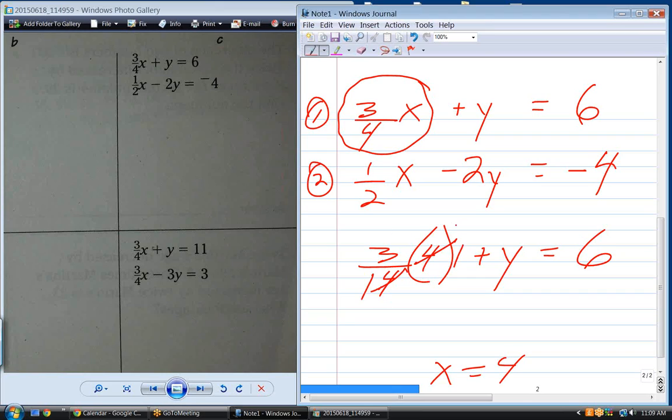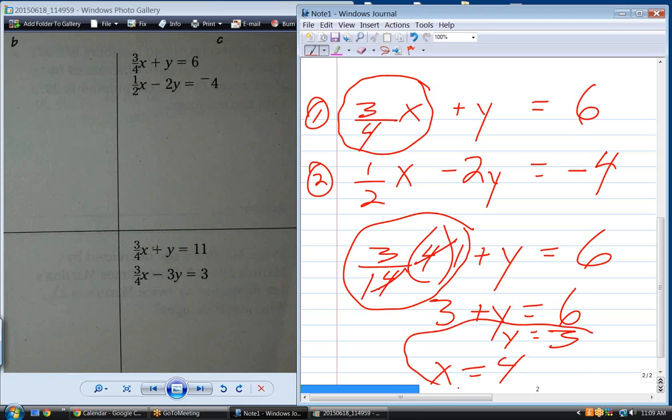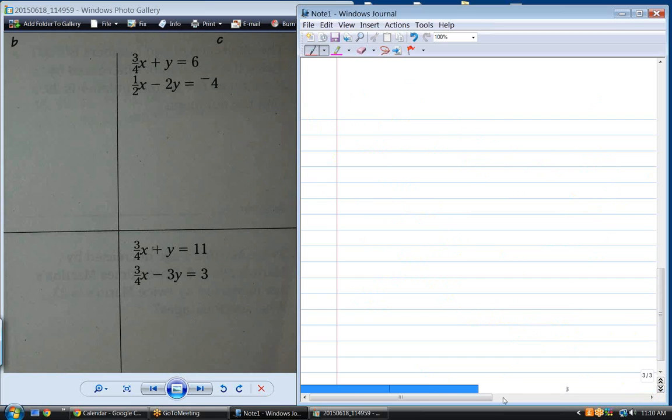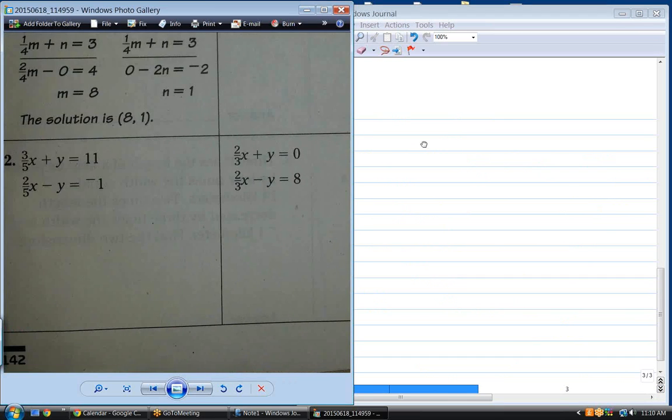But that's fine, because now we know that that's equal to 3. So now we have 3 plus y equals 6. So solving for y is going to be really simple. Doesn't even involve any negative numbers. Whereas had we used this equation and substituted for x, we would have been left with a minus 2y over there. We would have a negative number over there. Just better to avoid negative numbers.